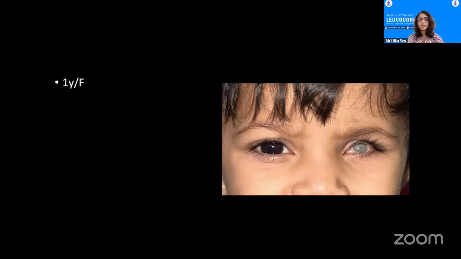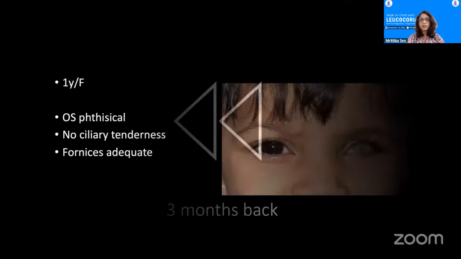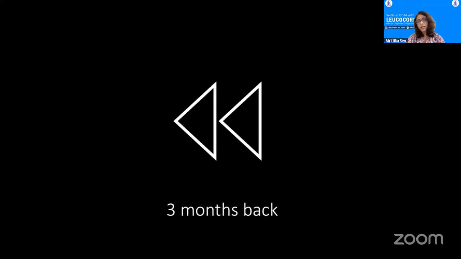This child came back after about 3 months. She was 1 year old, and this was what her clinical picture was. The left eye was phthisical, there was no ciliary tenderness, and fornices were adequate. The parents had come for the cosmetic rehabilitation. But let's rewind back to 3 months before.